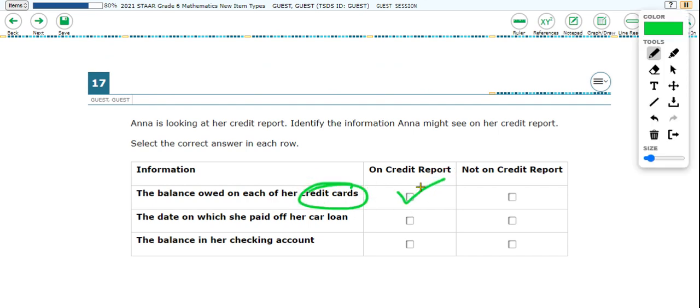Credit cards are on the credit report. Loans are on the credit report. Checking is not credit. Checking is not on the credit report.